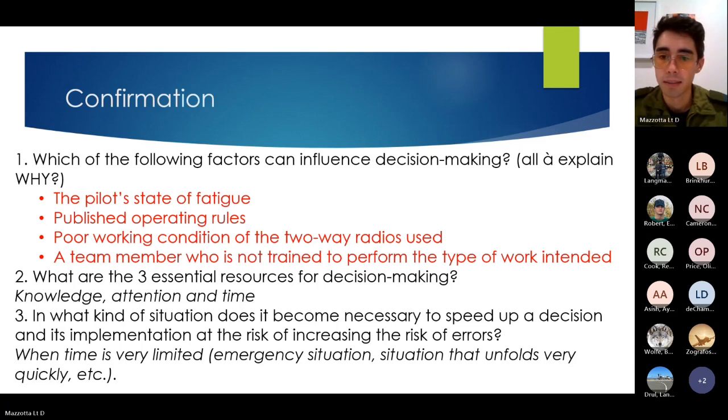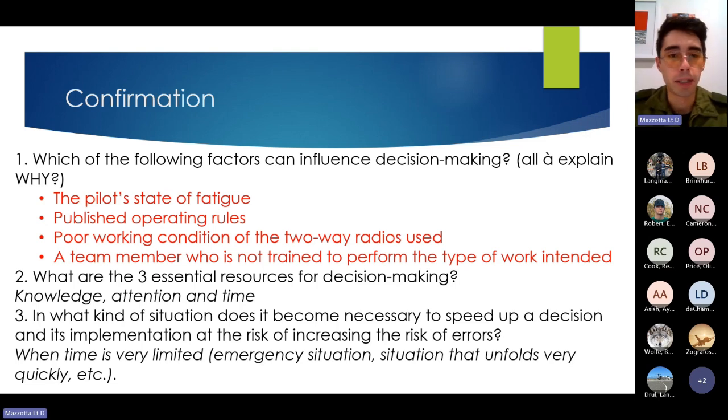Yep, state of fatigue will definitely impact your awareness, right? Sometimes you'll see people drinking coffee before they go flying. Coffee doesn't actually reduce your fatigue. I don't even think it really helps you be more alert. So just really be mindful of your fatigue levels when you go flying. Do you think published operating rules also influence decision making? Yeah, fatigue will affect your decision making if you're not sleeping well. Absolutely.